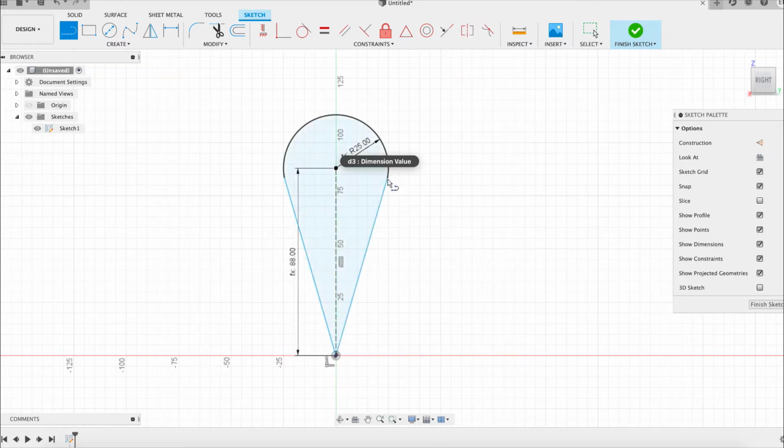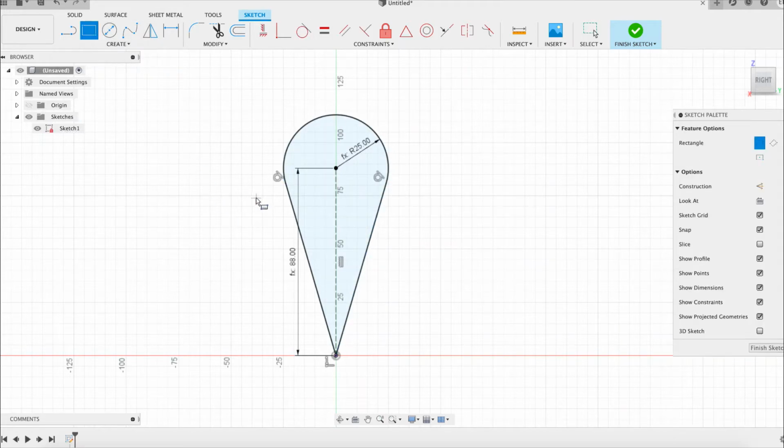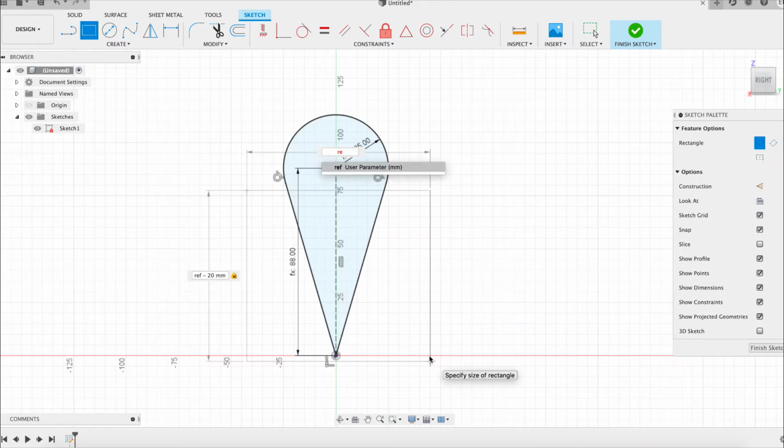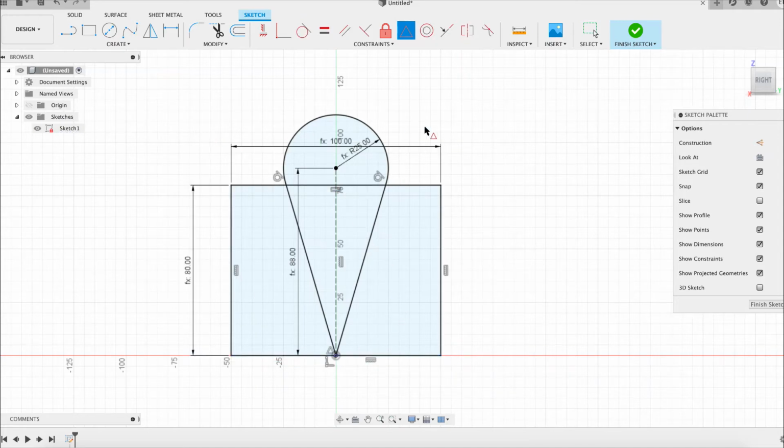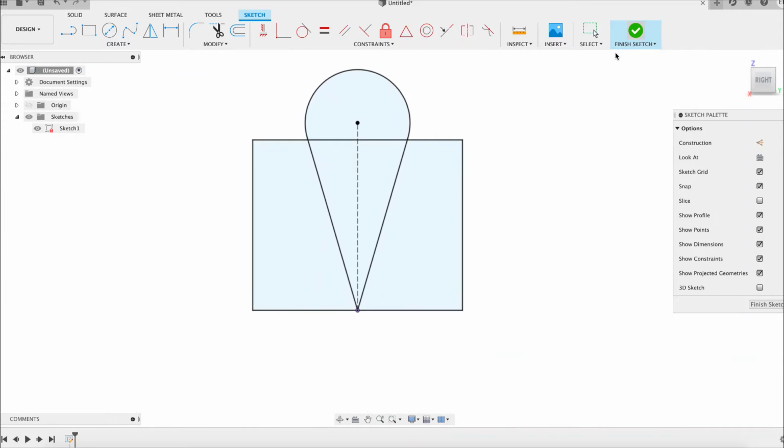Let's join the upper ends of these two lines at each of the two ends of the arc and add a tangent constraint. Let's build a rectangle whose height is ref minus 20 mm and whose width is ref, its base center is at the origin. The sketch is locked. We finish the sketch.